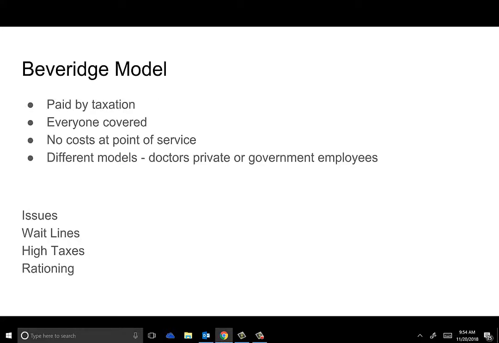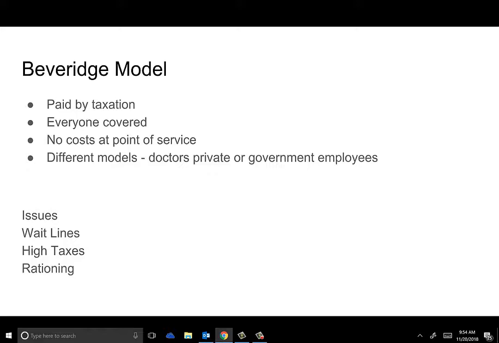The Beveridge model is kind of what we normally think about when we think about a nationalized healthcare system. This is kind of the UK, Canadian model. Taxes basically pay for everybody to have coverage. You don't pay anything when you go to the point of service. But depending on the country, there are some differences. In some places, the doctors are private. Other places, they are government employees.